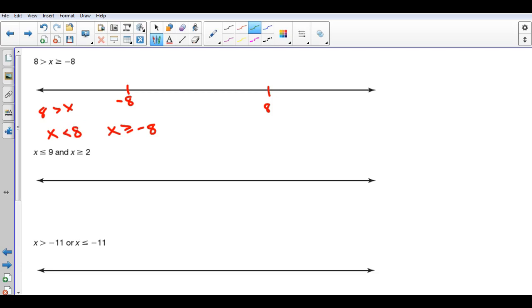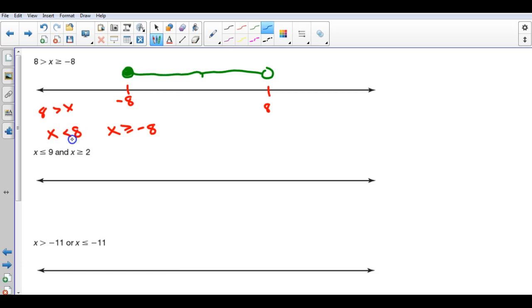And since I broke it up into two inequalities, I know that x is less than 8, so that means it's going to be going to the left. And this one says greater than or equal to, so that means I'm going to have to color in my dot, and since it's greater than or equal to, it's all my numbers to the right.